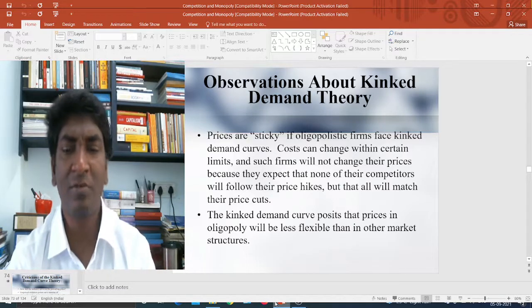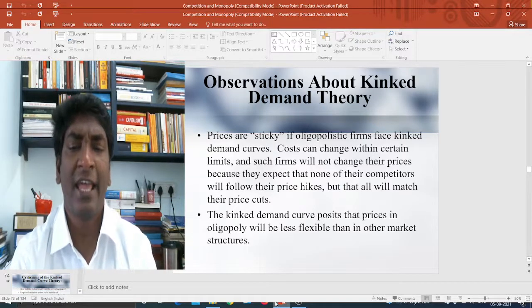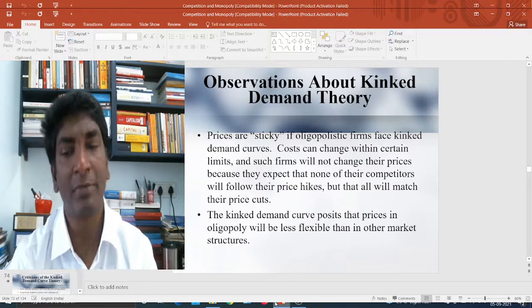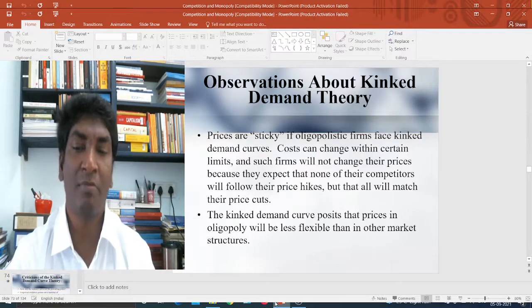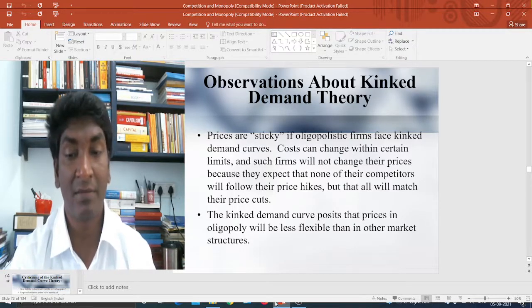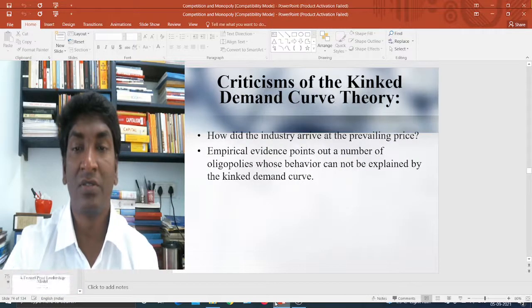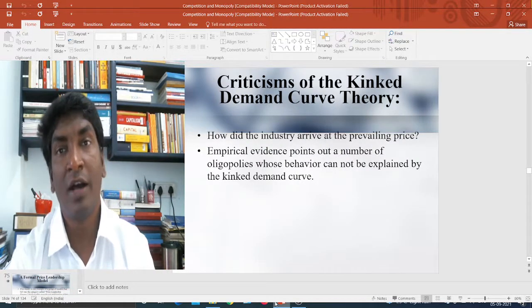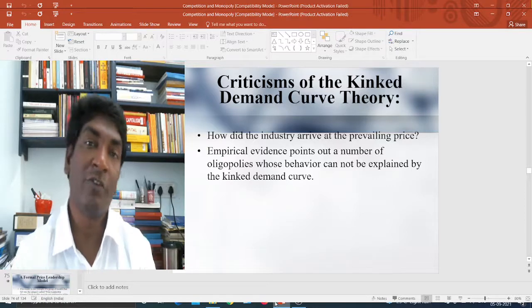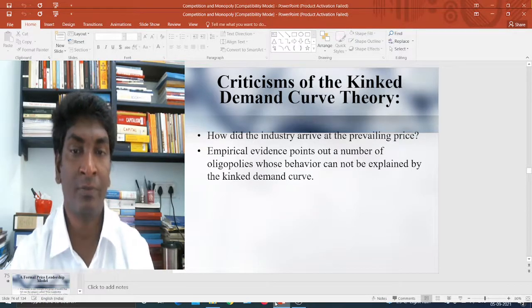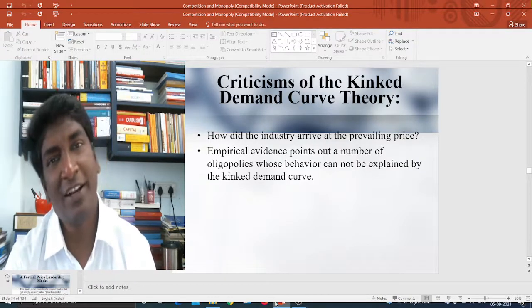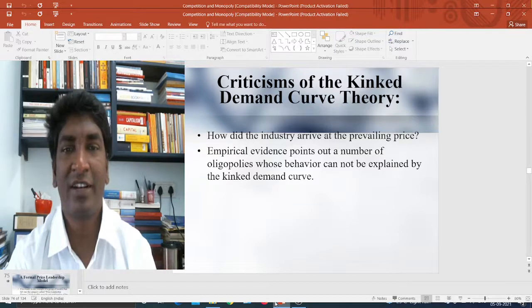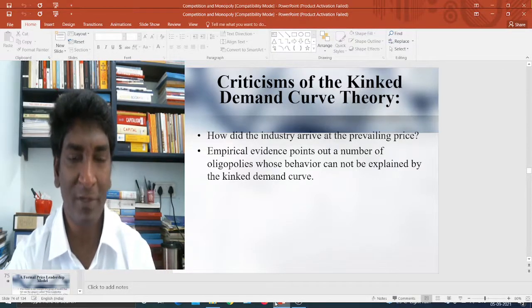What is the second one? The kinked demand curve posits that prices in oligopoly will be less flexible than in other market structures. So this is another important observation. This also follows from the price stickiness we discussed. So this is what the kinked demand curve says, but there are many economists who have critically looked at this particular observation.